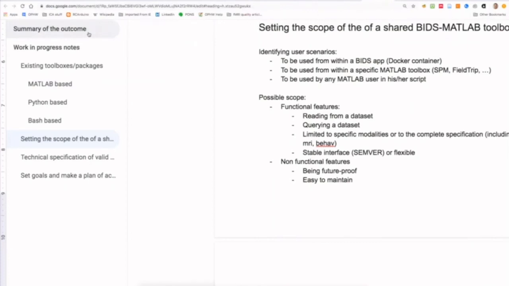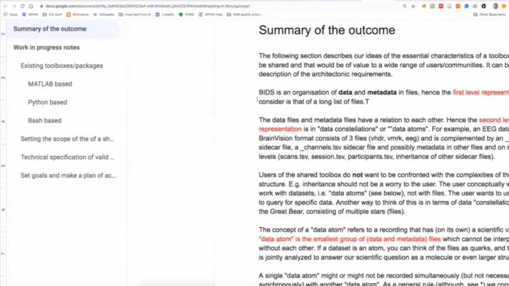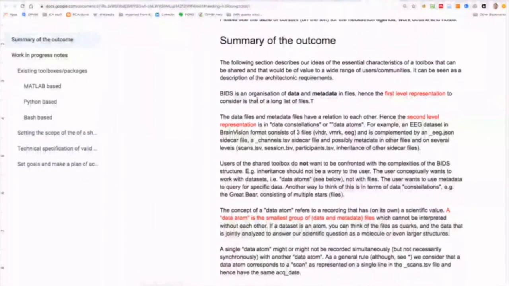So that's what we've been discussing, and in the end we've come up with some ideas that we think are important for the architecture, which we've documented here, and it's mainly that we feel that any toolbox, regardless of in what language it would be written, has to first of all start with a representation of all the files that are on disk. But it's not the files that we're interested in; it's the data.